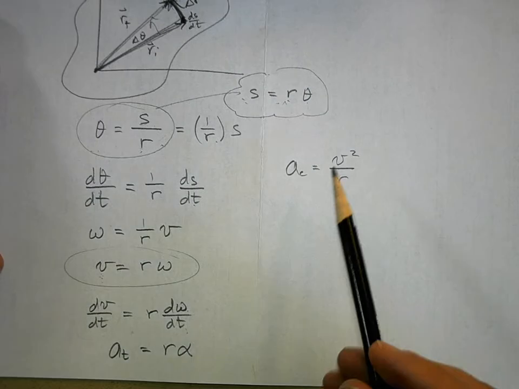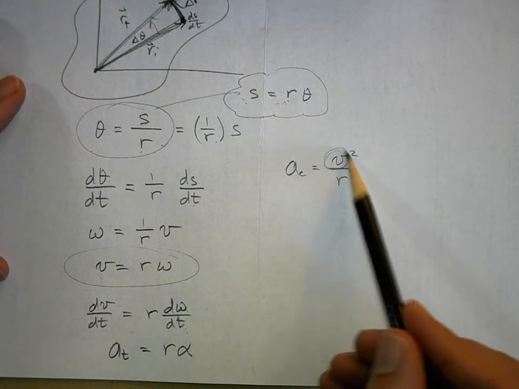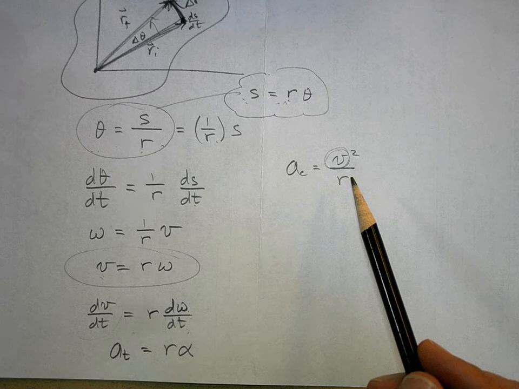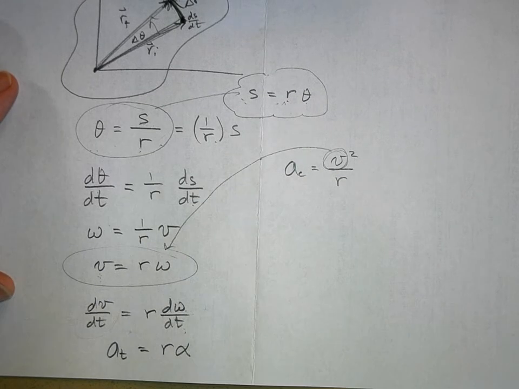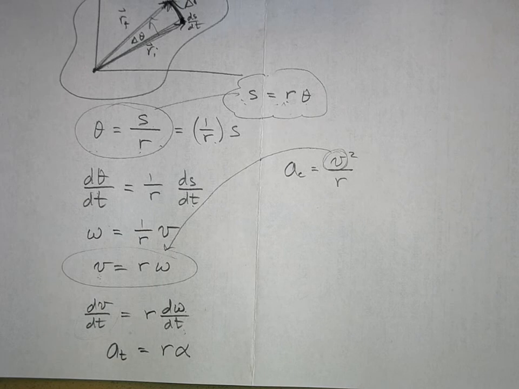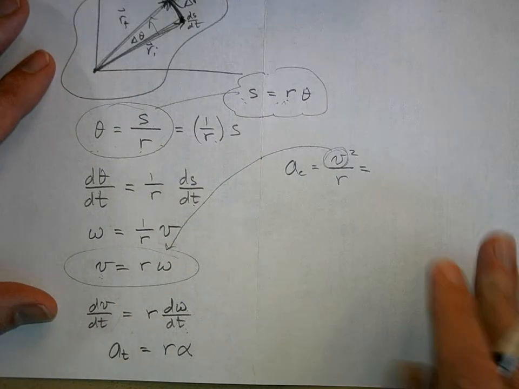Now, I can express this in terms of angular quantities. What is v? R omega. Omega. Yes, that's right.